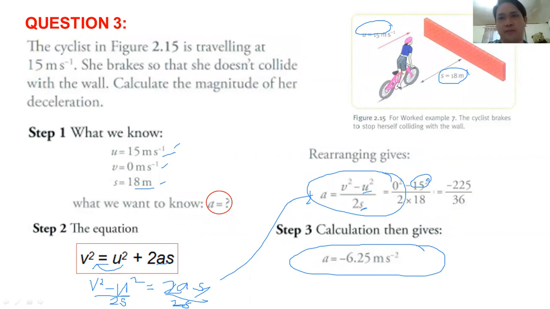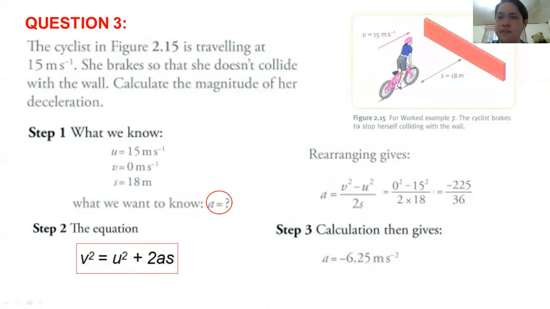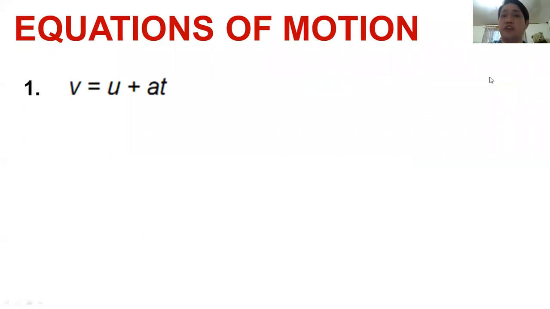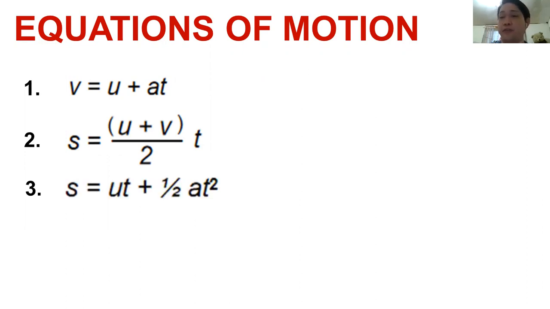So I hope everybody got it. So just recall the equations of motion. Equation 1, we have V equals U plus AT. Equation 2 is S equals U plus V over 2 times T. And for your equation 3, you have S equals UT plus 1/2 AT squared. And for your equation 4, you have V squared equals U squared plus 2AS.